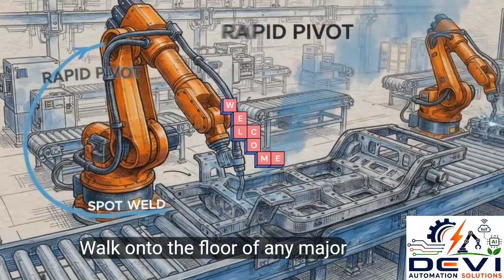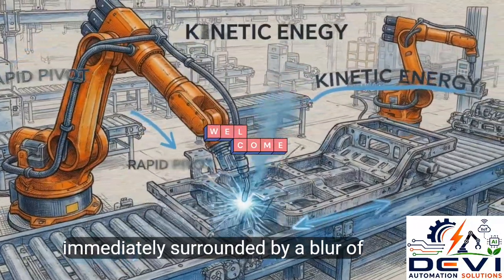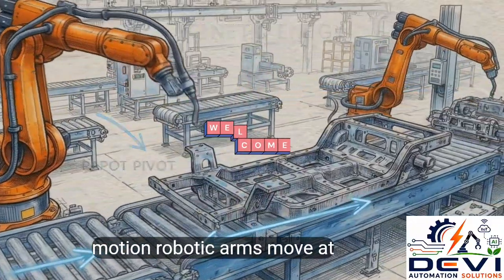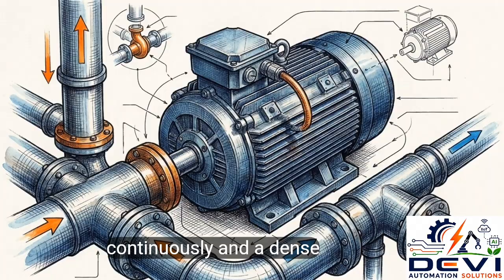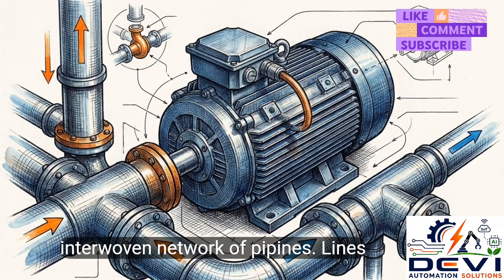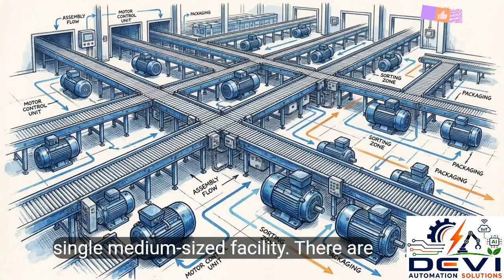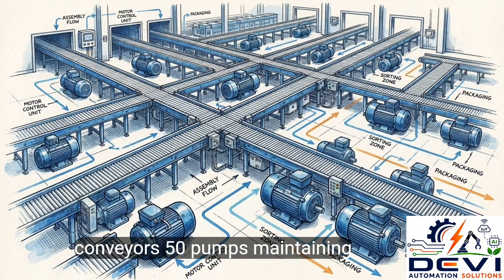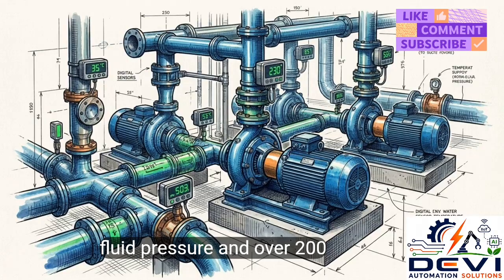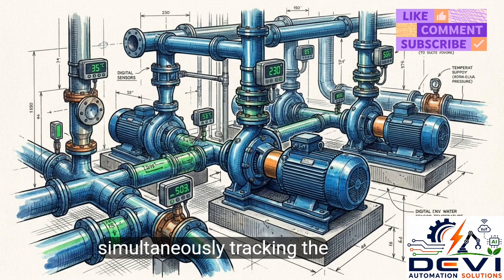Walk onto the floor of any major manufacturing plant, and you are immediately surrounded by a blur of motion. Robotic arms move at high speed, heavy motors spin continuously, and a dense, interwoven network of pipelines actively pumps fluids. In a single medium-sized facility, there are easily 100 motors driving conveyors, 50 pumps maintaining fluid pressure, and over 200 sensors tracking temperature and vibration, all running simultaneously.